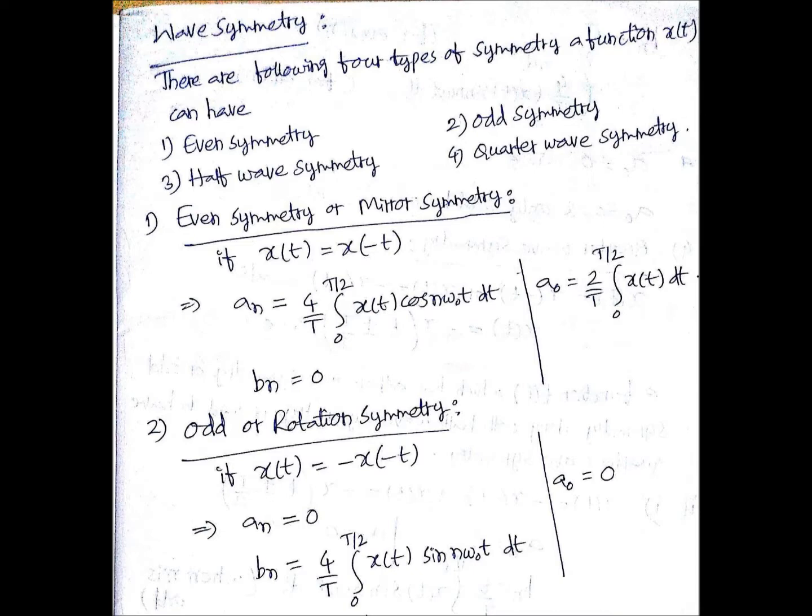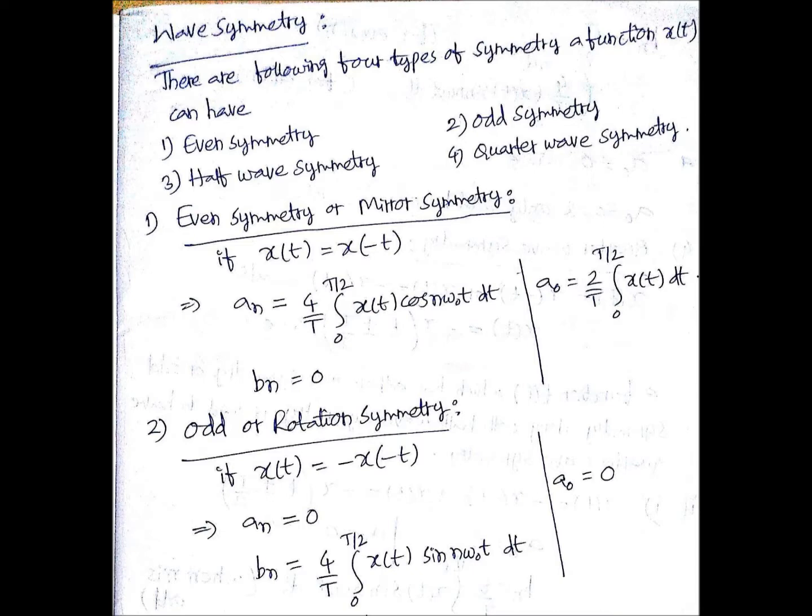So what is this even symmetry and what are the mathematical relations of the Fourier series coefficients, that is an, a naught and bn? Even symmetry or mirror symmetry happens when x of t equals x of minus t, like an even signal. In this case an is given by 4 by T integral 0 to T by 2 x of t cosine of n omega naught t dt, and a naught is given by 2 by T integral 0 to T by 2 x of t dt. So bn is 0 in this even symmetry case.